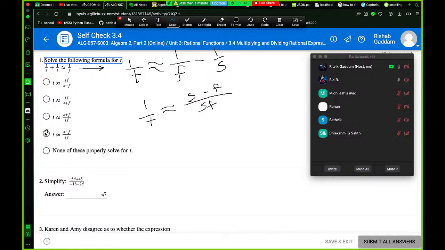Good job, Siddharth. Wait, but isn't it 1 over t? You have to simplify it to really get t, right? Oh yeah, okay, thanks. And then you just flip the fraction over on its head. That's just the easy way of doing it. You flip the fractions on their heads, and you get t is equal to sf over s minus f. Okay, good job, Siddharth. So this one right here, so it would be the first one? Yeah.